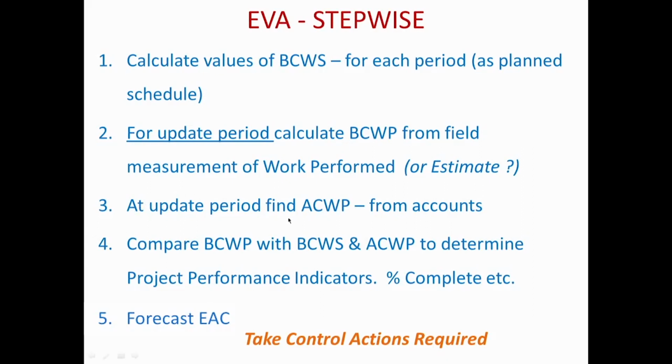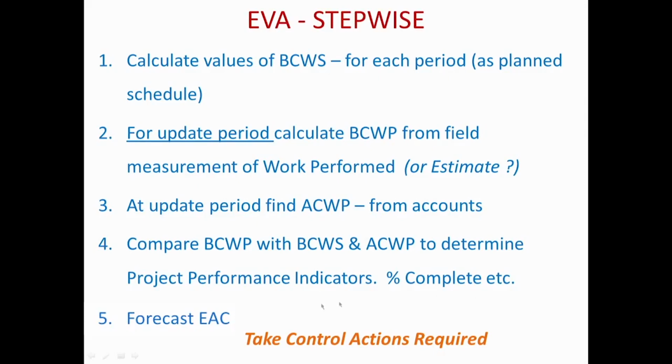Then at the same update period I can find the actual cost of work performed, based on my accounts, and these give me my basic parameters for my earned value analysis. So I can compare my budgeted cost of work performed with the budgeted cost of work scheduled and the actual cost of work performed to determine the project performance indicators and the percentage complete of the project.